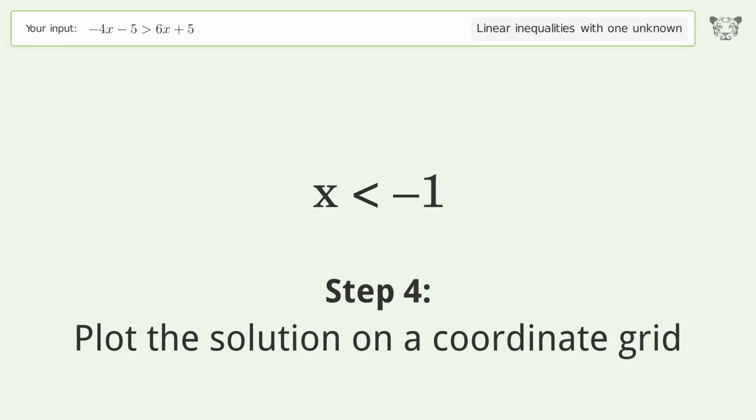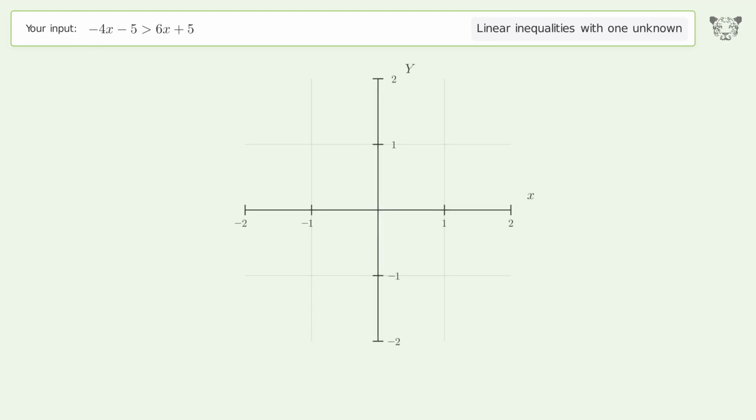Plot the solution on a coordinate grid. And so the final result is x smaller than -1.